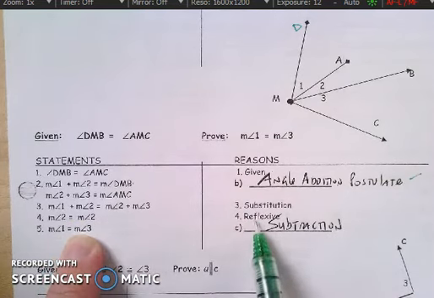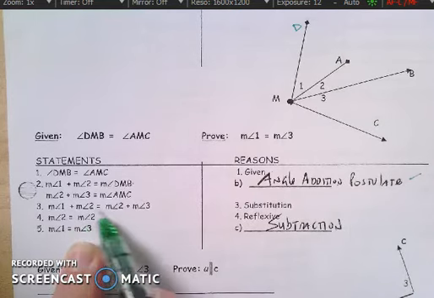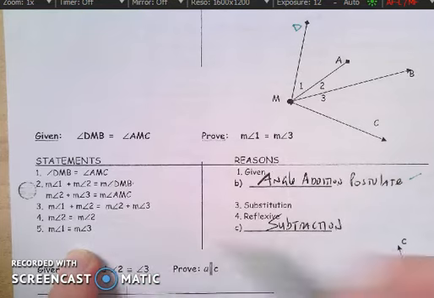We could go reflexive here. We could actually do some sort of other maneuver, but 2 is equal to 2, so we know we can subtract those from each other. So that's what we did in the next step. Step 5, we subtracted 2 from both sides to leave us with 1 equals 3. Okay.